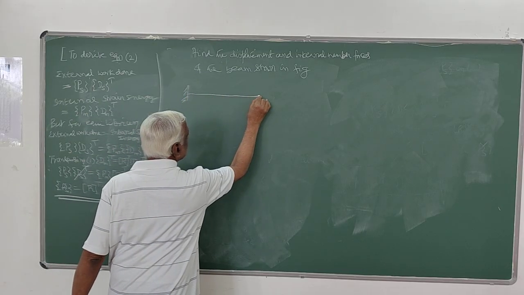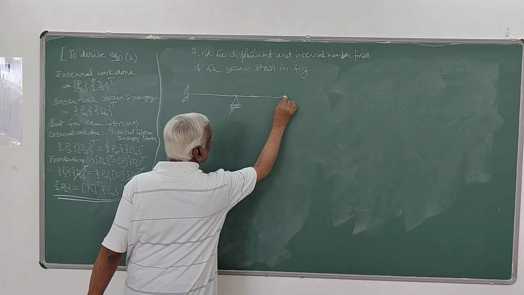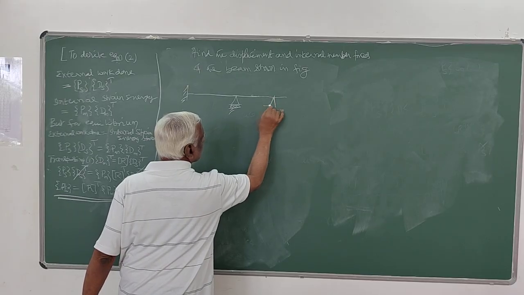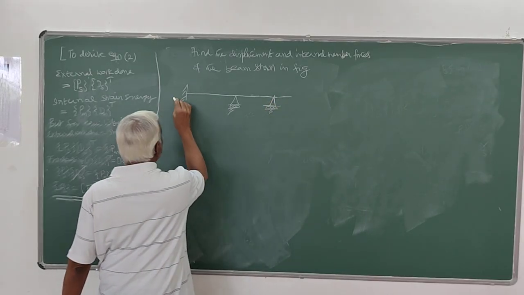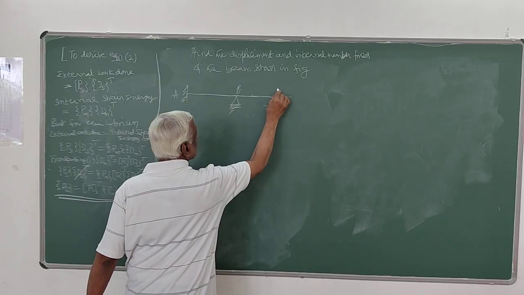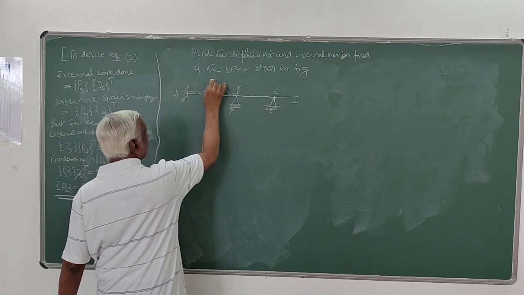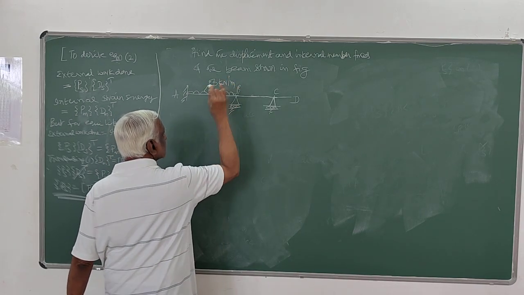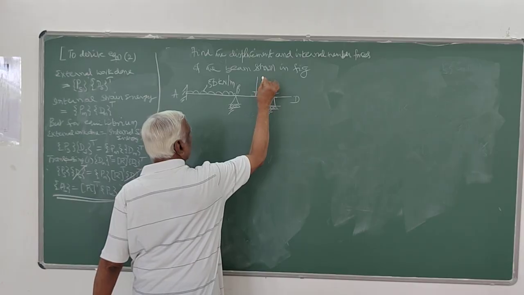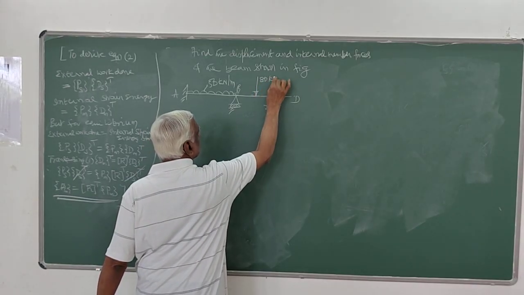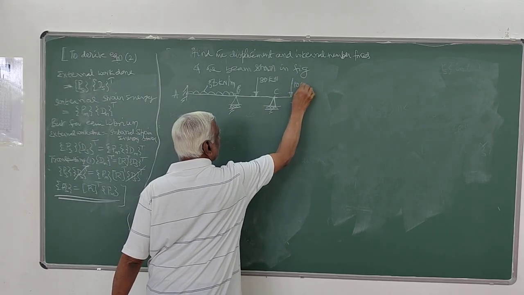Take a beam problem. So we take a continuous beam. I will take an overhang beam, A, B, C, D, loaded with a uniformly distributed load on span AB and a central concentrated load on span BC and a concentrated load at the overhang.